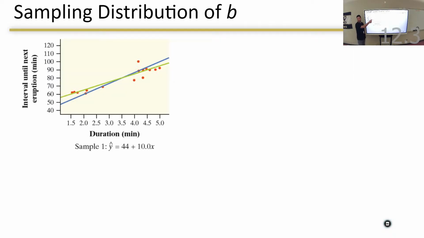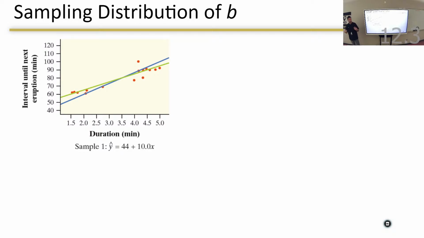This is a sample of data from those geysers. It's got y hat is equal to 44 plus 10x. The green is the sample regression line. The blue is the population regression line. Just kind of soak that up.